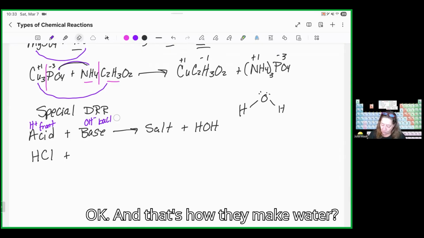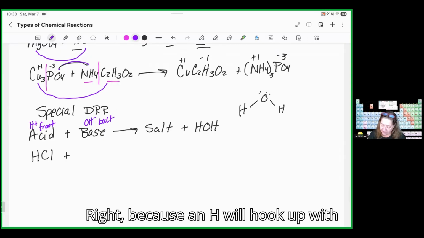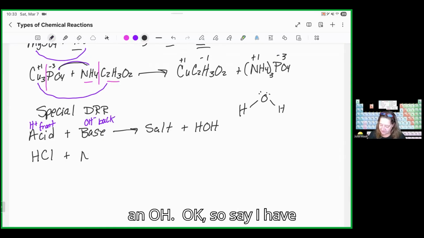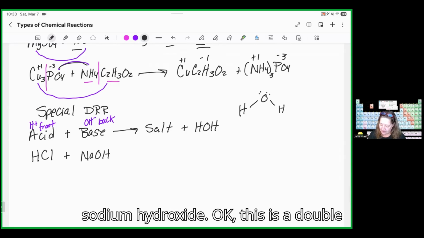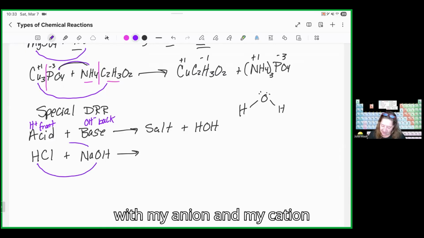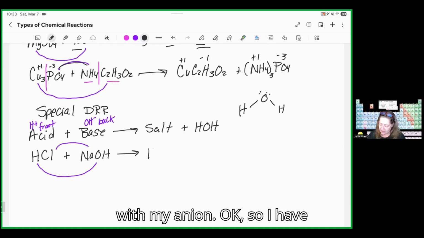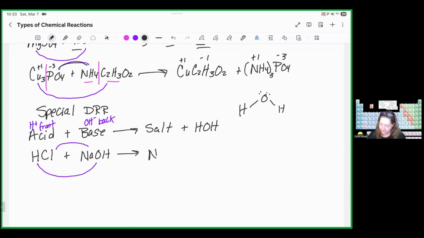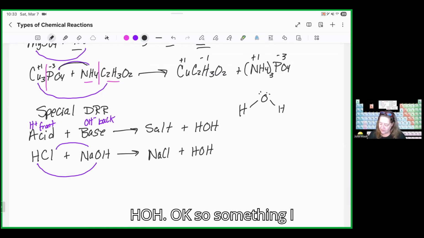And that's how they make water, right? Because an H will hook up with an OH. So say I have sodium hydroxide. This is a double replacement reaction. My cation hooks up with my anion and my cation with my anion. I typically write the salt first, plus HOH. So something I want you to keep in mind.